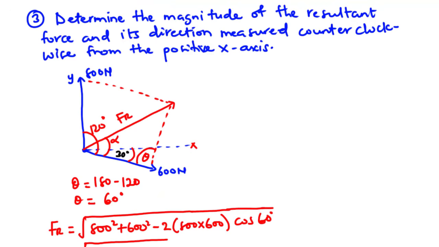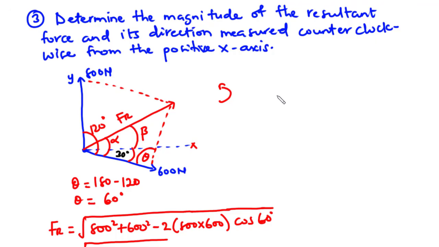Now let's find the angle the resultant force makes with the positive x-axis if we are moving counterclockwise from the positive x-axis to the force. So this is the angle we are looking for. Let's call this angle beta. Now to find angle beta, we basically need to find the angle alpha, that is between Fr and then the 600 newtons, and then we subtract 30 from alpha to get beta.